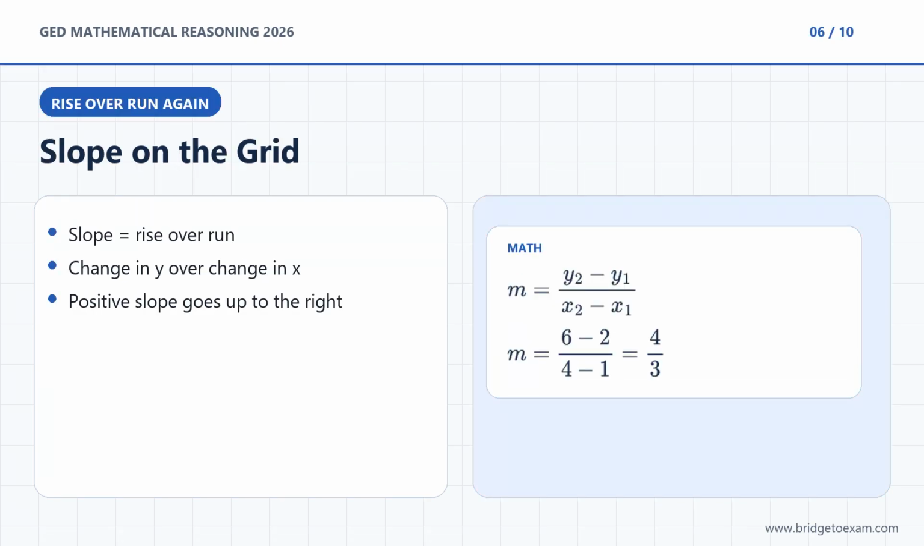So the midpoint is 4, 5. Slope also lives on the grid. It is the rise over the run between 2 points, the same change in y over change in x you learned before. For 1, 2 and 4, 6, the slope is 6 minus 2 over 4 minus 1, which is 4 over 3. Slope tells you the steepness and direction of the line.